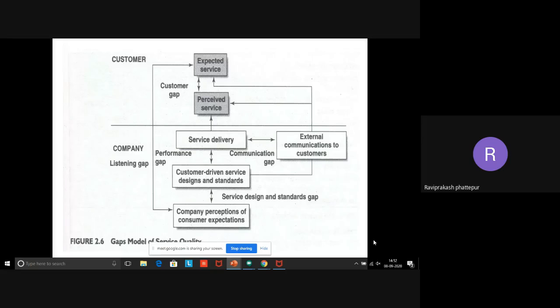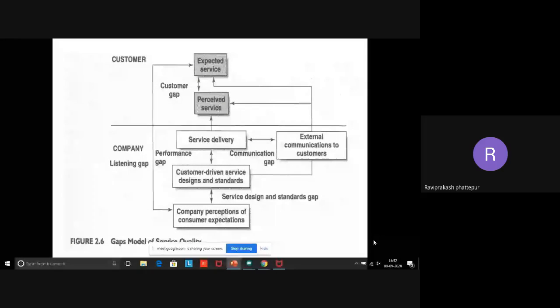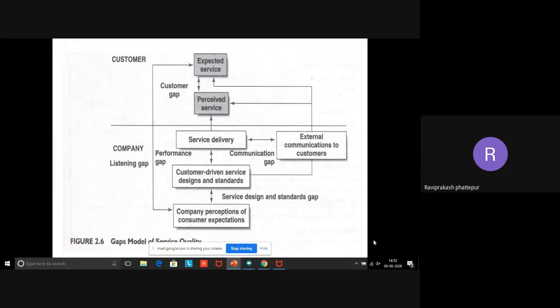In the company part, we have different gaps. Gap 1 is between expected service and company perceptions of consumer expectations, known as the listening gap. Gap 2 is the service design and standards gap, between company perceptions of consumer expectations and customer-driven service designs and standards. Gap 3 is the performance gap, between service delivery and customer-driven service designs and standards. The 4th gap is the communication gap, between service delivery and external communications to customers.